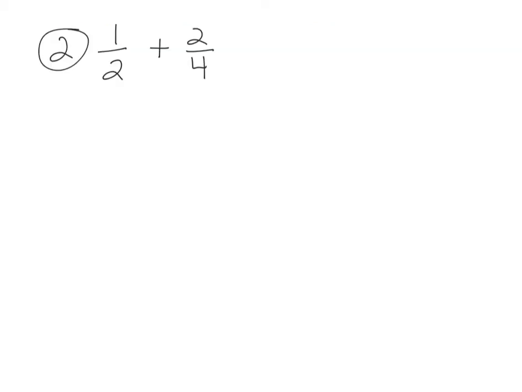Okay, we have 1/2 plus 2/4. Again, I notice right away the denominators are different. So I'm going to come over here and get my multiples set up. The 2 and the 4 came from this denominator 2 and this denominator 4. I'm going to write 2, 4, 6, 8, 10, and 12 here.